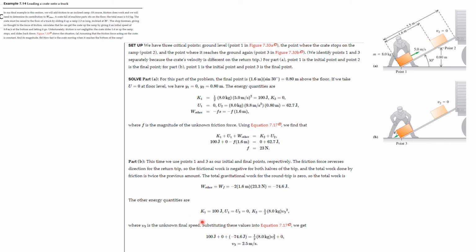The other energy quantities: the kinetic energy is going to be 100 joules as it was before. The potential energy is unchanged between 1 and 3. Those two are equal to each other. The kinetic energy at point 3 is 1/2 times 8 times v sub 3 squared. That's the unknown speed. Substituting this into our overall equation, we have the 100 joules minus the total work of friction equal to the energy we have at the end, which is 1/2 8 v squared. When we solve that, we get 2.5 meters per second.